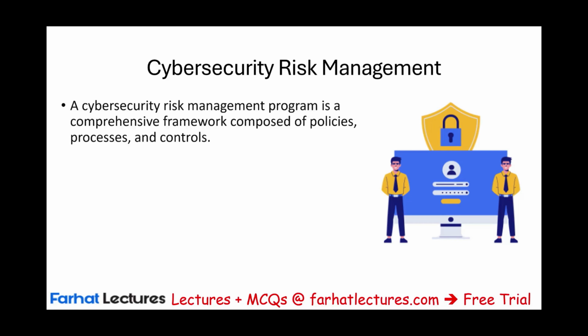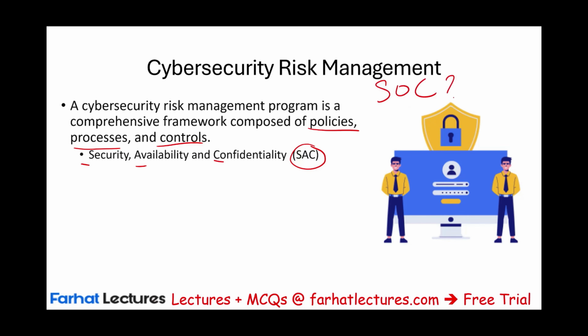Well, it's a comprehensive program or a comprehensive framework composed of policies and procedures. Now, when we are looking at cybersecurity risk management, our concern usually revolves around three trust criteria, which are security, availability, and confidentiality. I call them SAC. So rather than a SOC 2 engagement, where you have all five trust criteria, for cybersecurity we are really concerned with three areas: security, availability, and confidentiality.